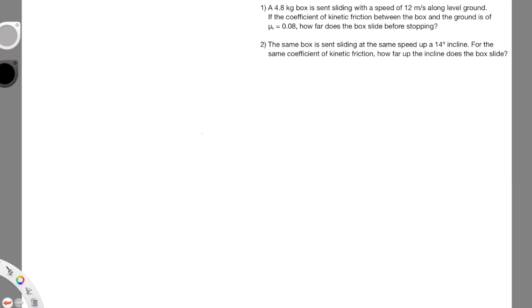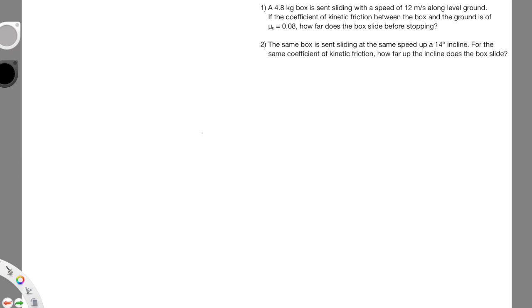We have a 4.8 kilogram box sent sliding with a speed of 12 meters per second along level ground. If the coefficient of friction between the box and the ground is 0.08, how far does the box slide before stopping? So, being given an initial speed of 12 meters per second and asking how far the box slides tells us that this might end up being a kinematics problem in one way or another.